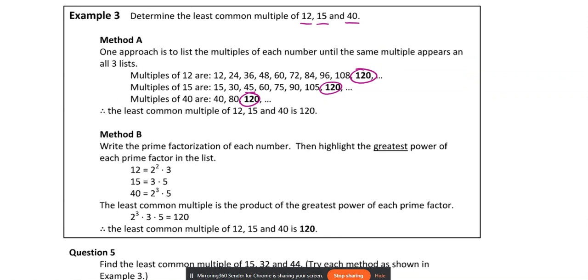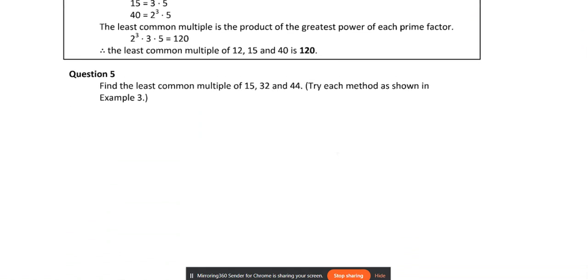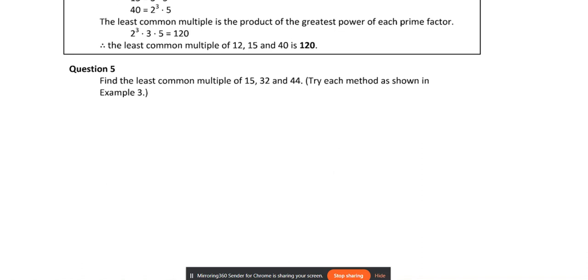Okay. The second method is again to use our prime factorization. So there's an example there, but let's just do the one below. So we'll do 15, 32, and 44. So the first number that they all go into. We've got to break them all into their primes. So 15 could be broken down as 3 times 5. That's it.